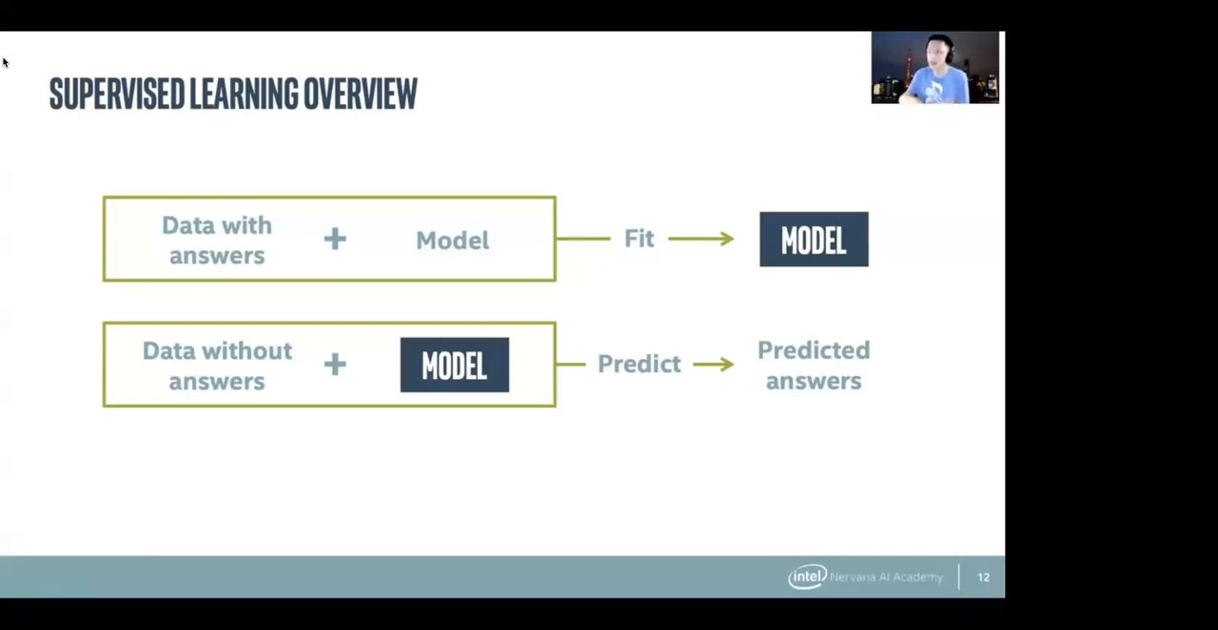So this is the entire idea of supervised learning: giving a model a bunch of data so that the model can figure out what's happening with this data, so that the next time you show it some new data, it can use that knowledge that it gained to output the correct answers.